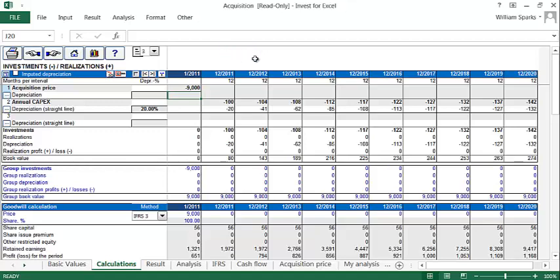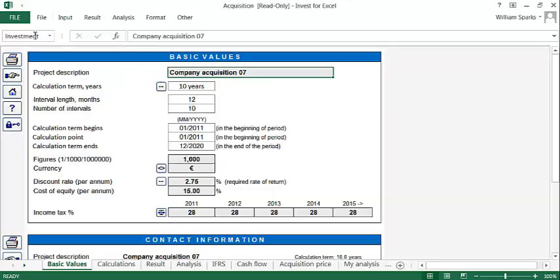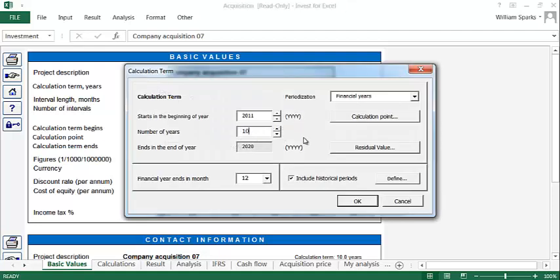Okay. This is the one you are using in presentations. So, let's start from the beginning, from input basic values, and open the calculation term, press the button.